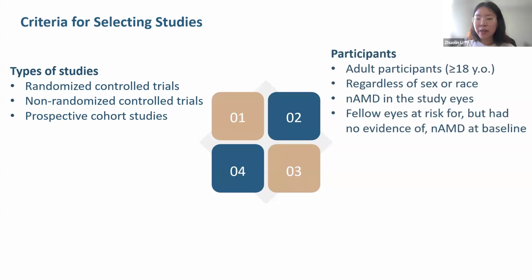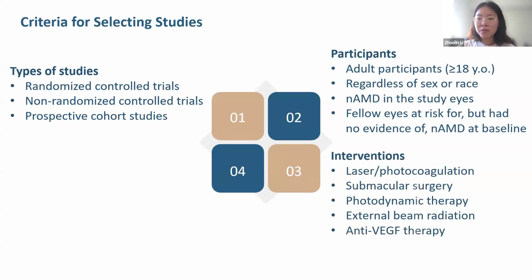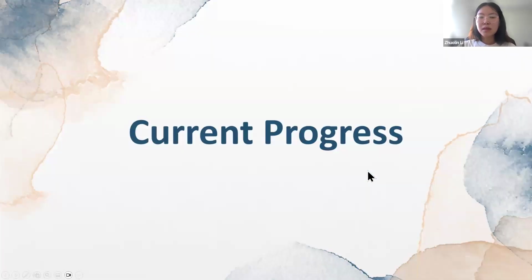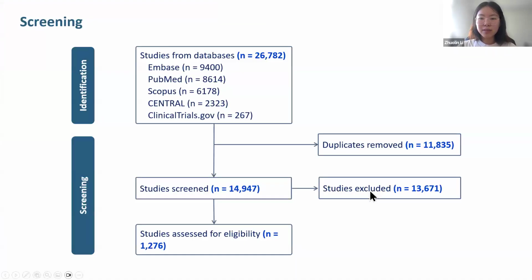And our patients include adults aged 18 and older with NAMD in the study eye. And importantly, their fellow eyes must not have evidence of CNV at baseline. As I mentioned before, there are five types of interventions that will be included. Outcomes in the fellow eye include CNV incidence, treatment outcomes, and changes in best corrected visual acuity, BCVA. And here is my current progress.